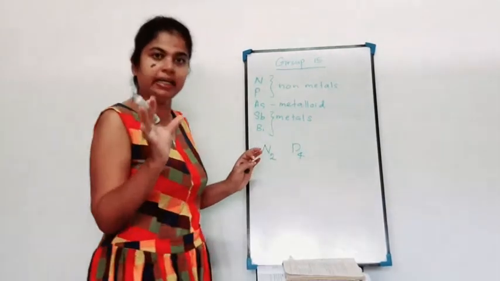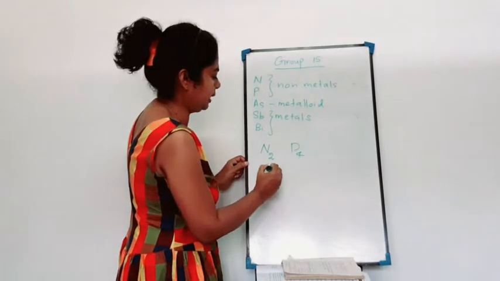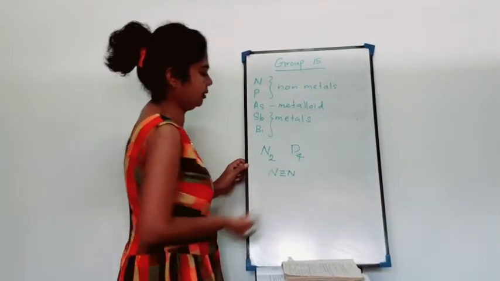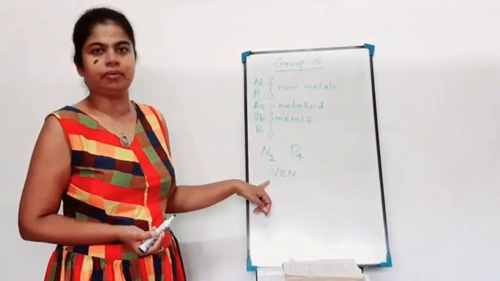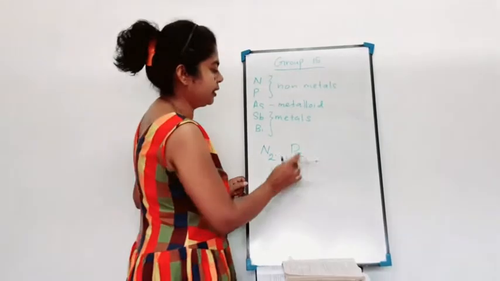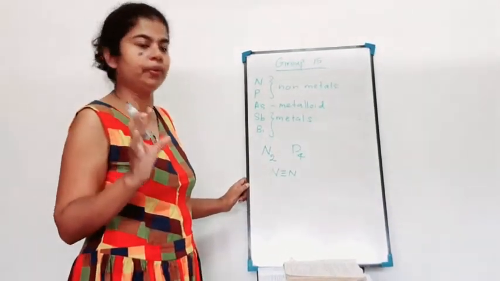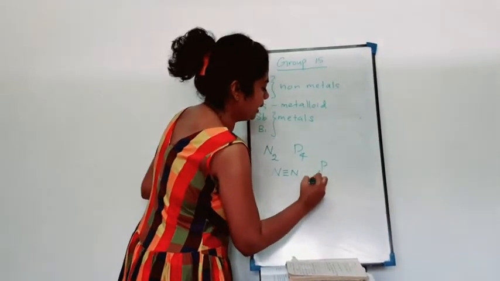You can explain it through the bond structure. Take the bond structure of nitrogen: a triple bond between nitrogen atoms. Then phosphorus exists as a P4 molecule. So the existence of P4 is like this.